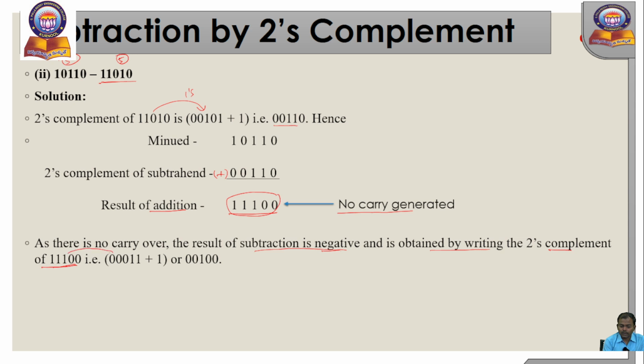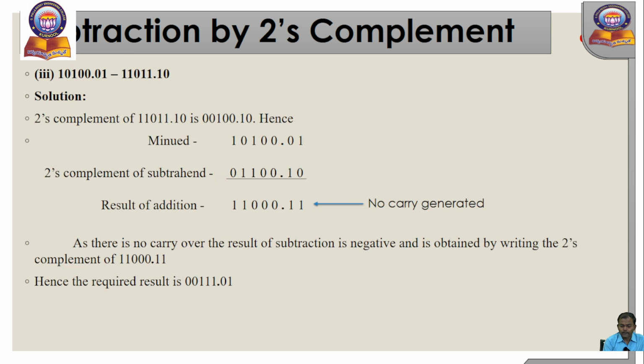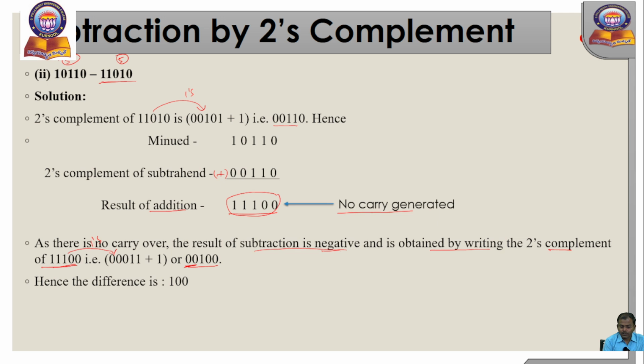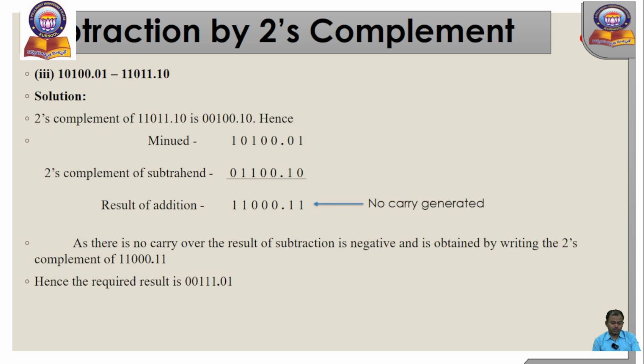The 2's complement is again found by using the 1's complement plus 1. So 00011 plus 1, and you will get 00100. So the difference is 100, ignoring the leading zeros. Before this number I have to put the negative sign, if I convert into decimal. This is subtraction by 2's complement.